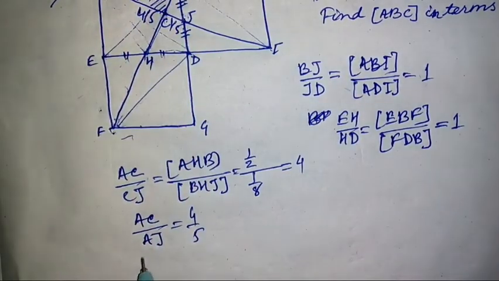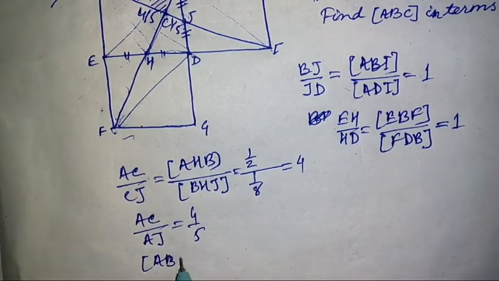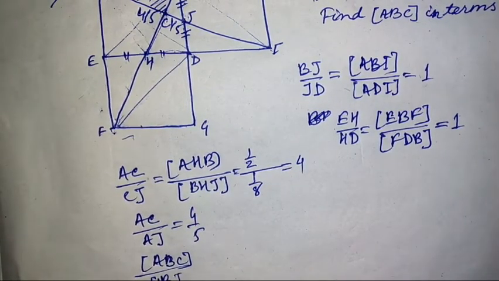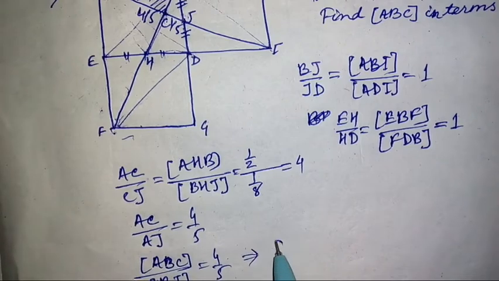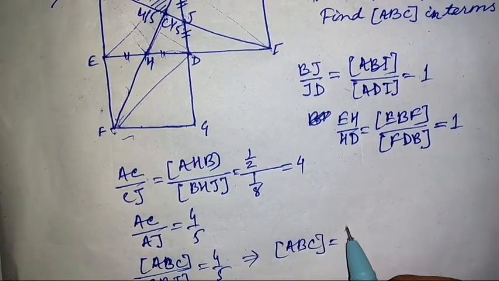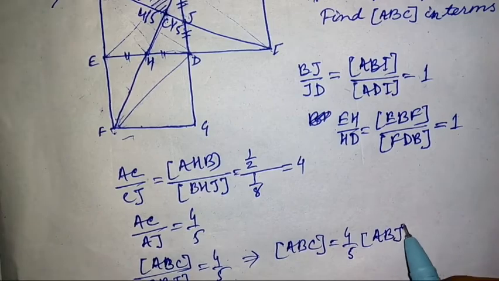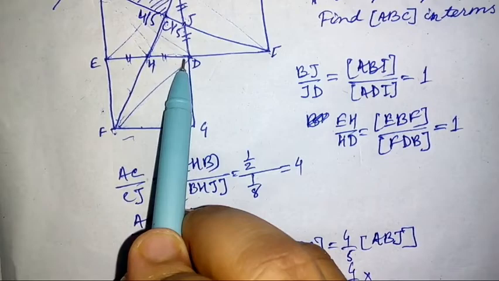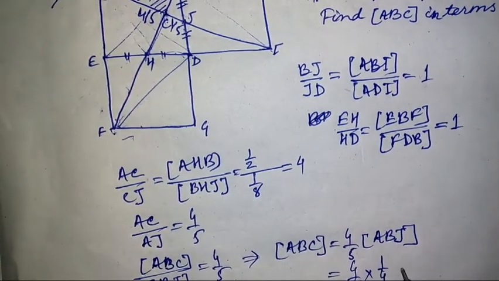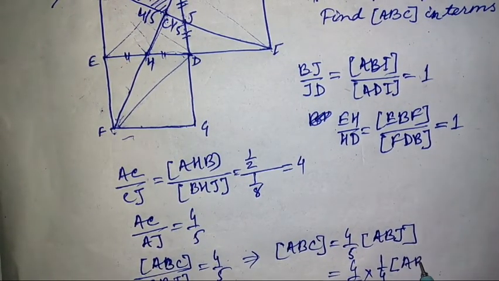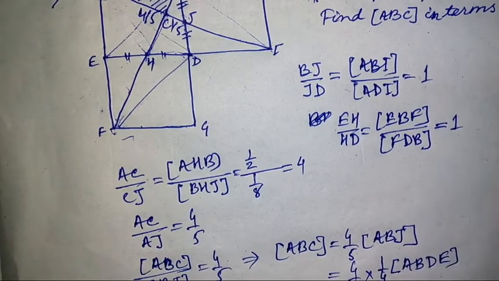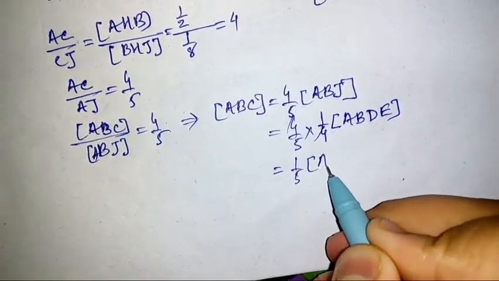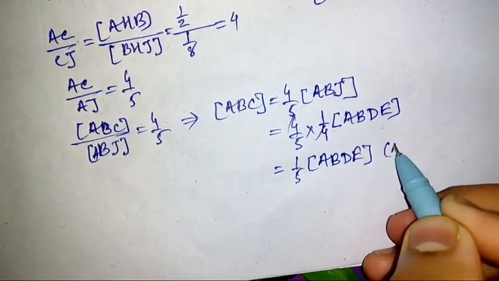So for the corresponding areas, ABC by ABJ is 4/5. So we can directly say area of ABC is 4/5 of area of ABJ. Now the area of ABJ is half of this one, and this one is half of this one. So 1/4 into area of ABDE. So the answer is 1/5 of area of ABDE, and this is our answer.